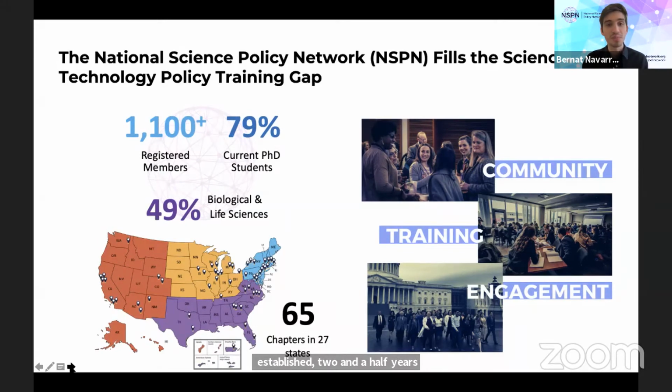And so some of the benefits of being an NSPN member is not just you get access to the online community, but you also get access to resources and training opportunities. And you're eligible to apply for some grants that can bring you to science policy conferences, as well as sponsor competitions. And if you would want to be a leader of NSPN, you're also able to do that.